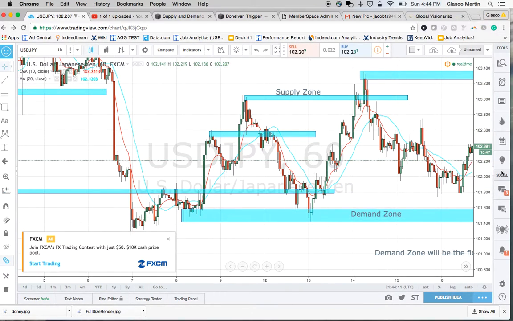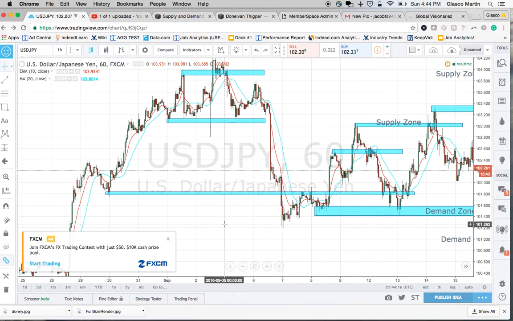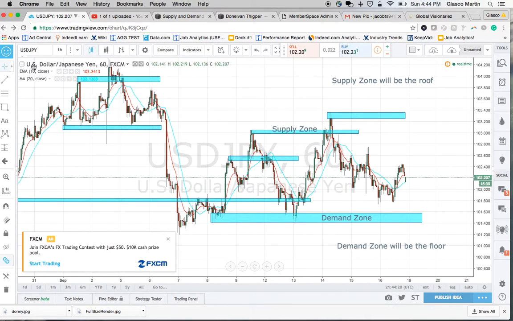So that covers the supply and demand zones. I will upload some more videos whenever I'm live trading, so you can see how I use them while I'm trading live. So that covers everything for the supply and demand zone.